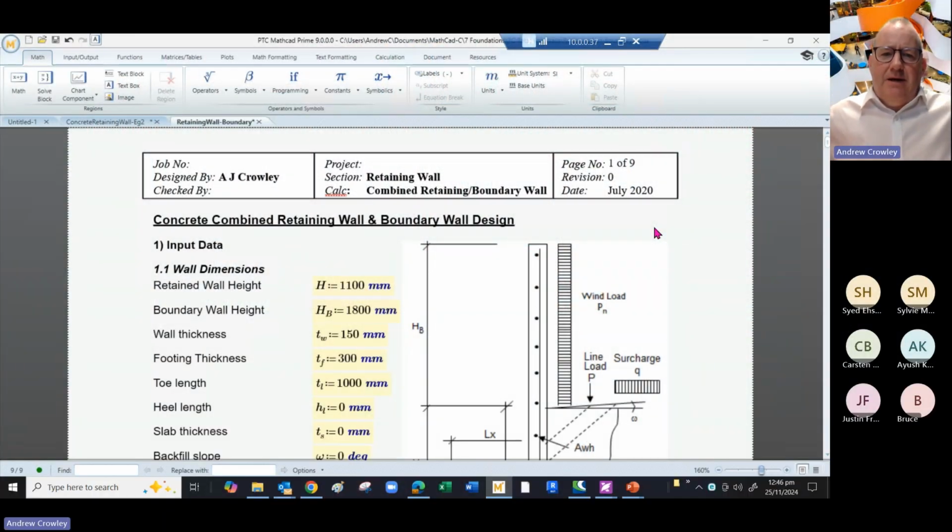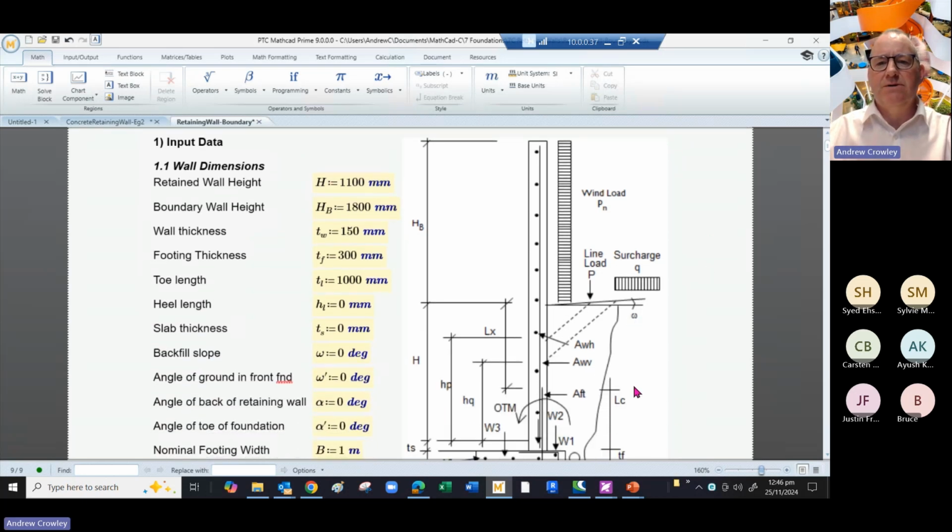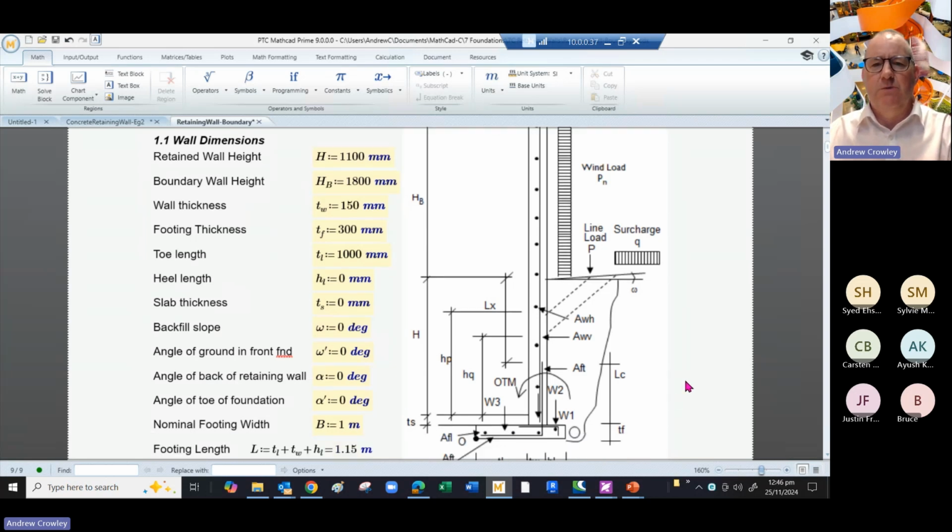So this is the Mathcad for the concrete combined retaining wall and boundary wall design. So this is subject not just to earth pressure, it's also subject to wind loading. So this was a real world example. This is one I did a couple of years ago on a real project. So it's a concrete retaining wall, rather high.